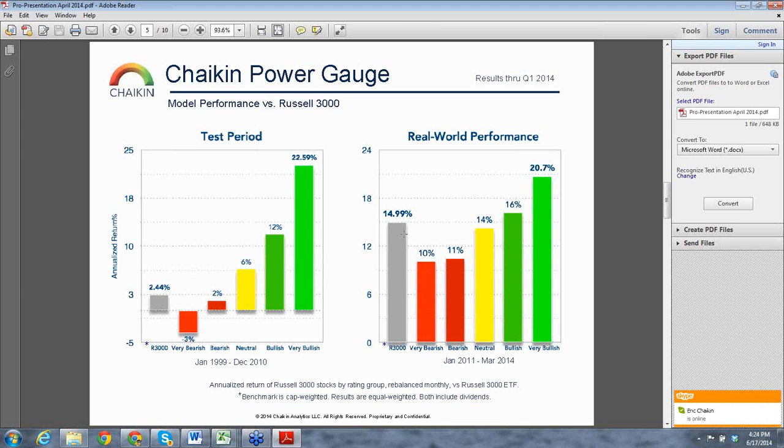So during this time period, the Russell 3000 is up 15%. Our very bullish names beat it by almost 500 basis points at 20.7. Then our bullish at 16%, our neutral at 14%. And importantly, both the bearish and very bearish buckets underperformed by 400 basis points plus. And again, that's a really important part, we think, of our research and our work: the ability to pick those names you don't want to be in, or to help you get them out of your portfolio if you own them, or simply from a timing perspective, when you get out of them.